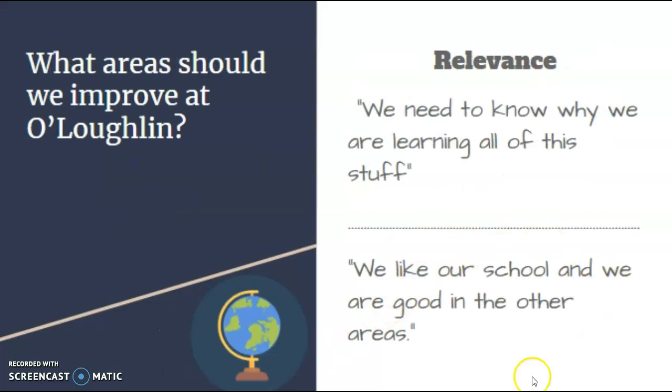So their conclusions are pretty cute. It's what areas then should we improve at O'Laughlin? Where are we strong, and what do we feel like we need to work on? So they came up with relevance. And the quote they all agreed upon was, we need to know why we are learning all of this stuff. And then the other quote they came up with is, we like our school and we are good in the other areas.